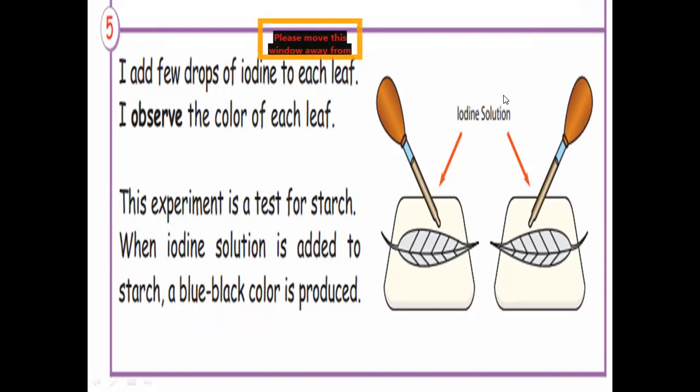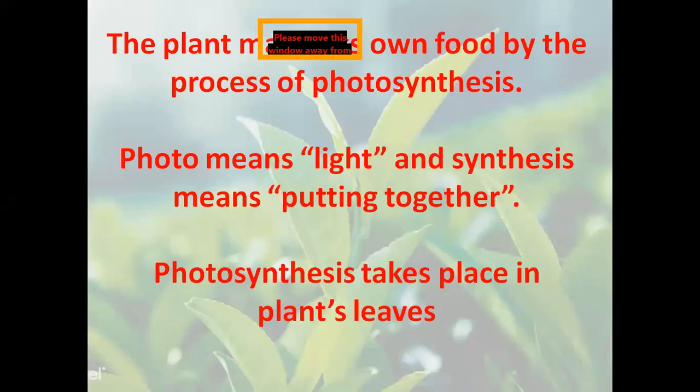So what does this mean? This means that the plant undergoes photosynthesis. It produces starch, which is the food that is produced in the photosynthesis. So the plant makes its own food by the photosynthesis process. What does the photo mean? Photo doesn't mean picture or image or Instagram or Facebook. Photo means light. Synthesis, putting together. Putting what? We will see.